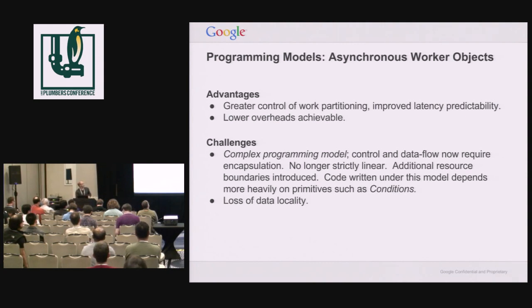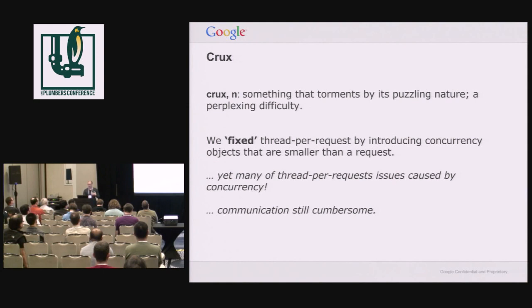So we were looking at all this, and we were looking at our servers, and we were looking at how to improve the programming model. The crux here is that the way people have fixed thread per request is by introducing these concurrency objects that are smaller than a request. But we started out by saying a lot of the problems we had with thread per request were caused by this unbounded concurrency. And the communication between these thread objects is still really cumbersome.